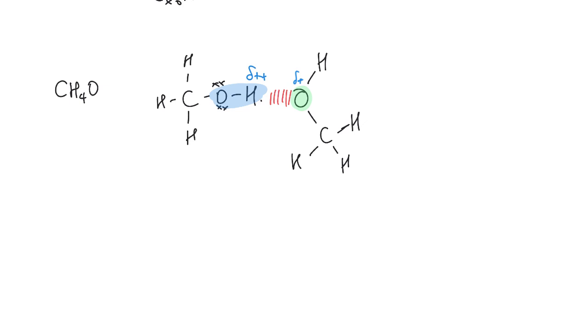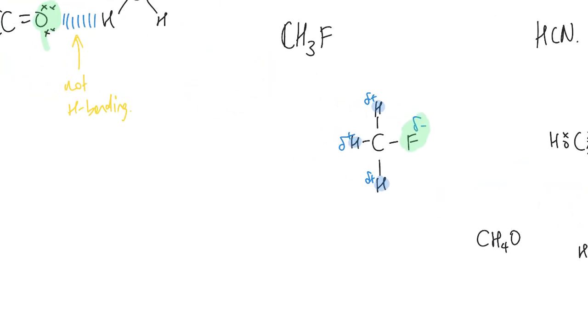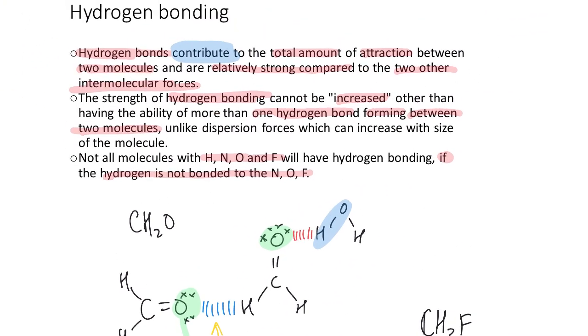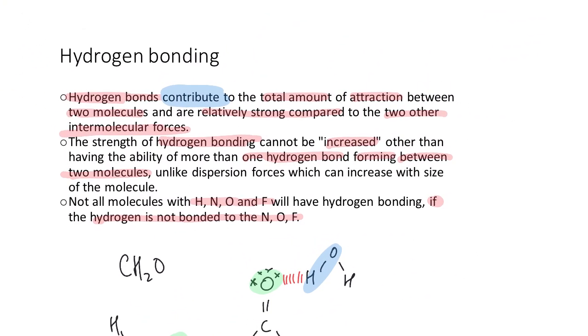You do not need to write out these fancy little negatives and positives. You can just show them as they are. They're just to highlight it for you. So that's the idea behind that. Not all molecules with H, N, O, and F will have hydrogen bonding. So you have to be able to draw the thing and work out whether it will have hydrogen bonding or not. All right, that's it.